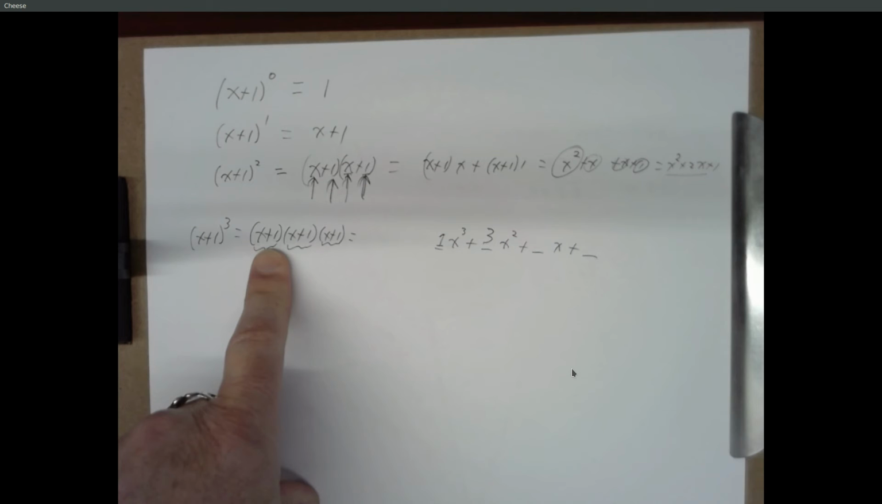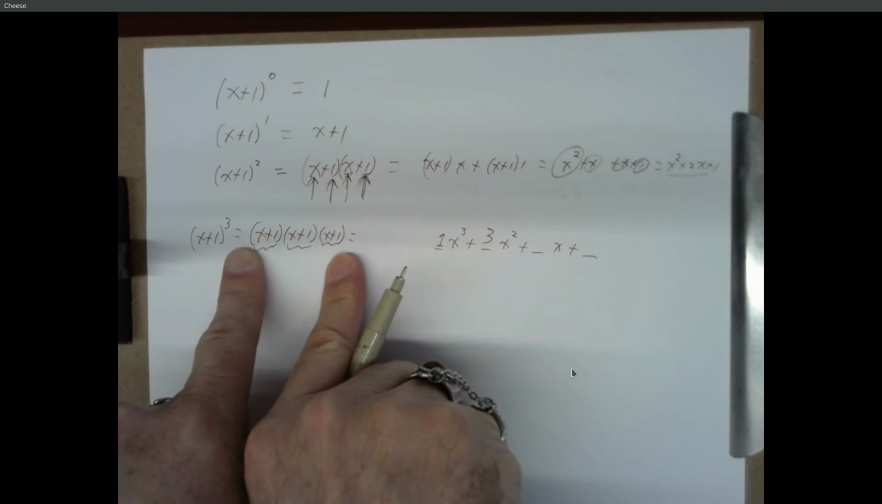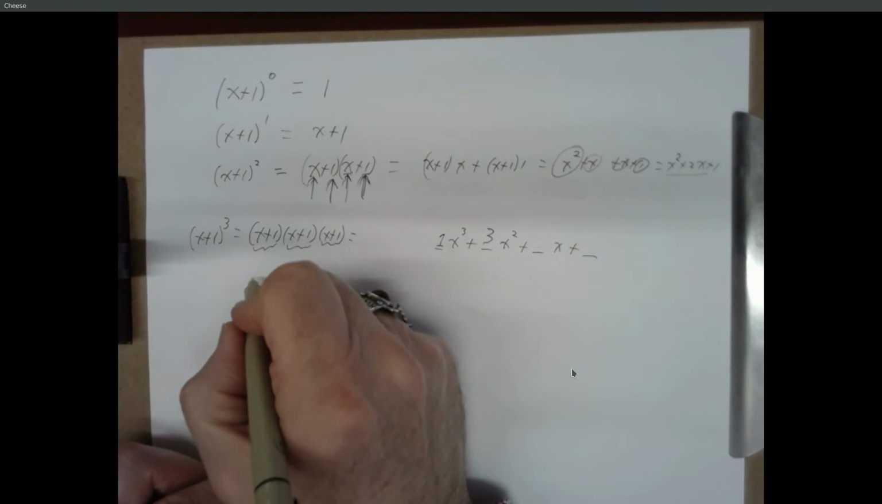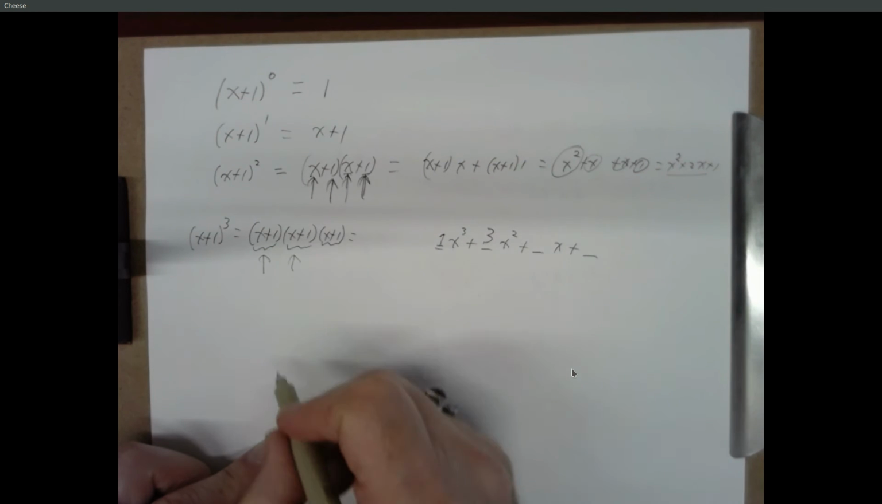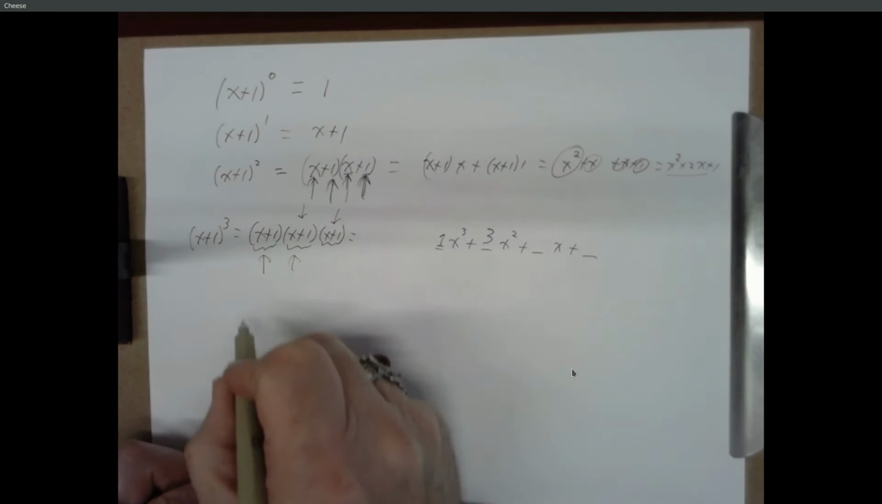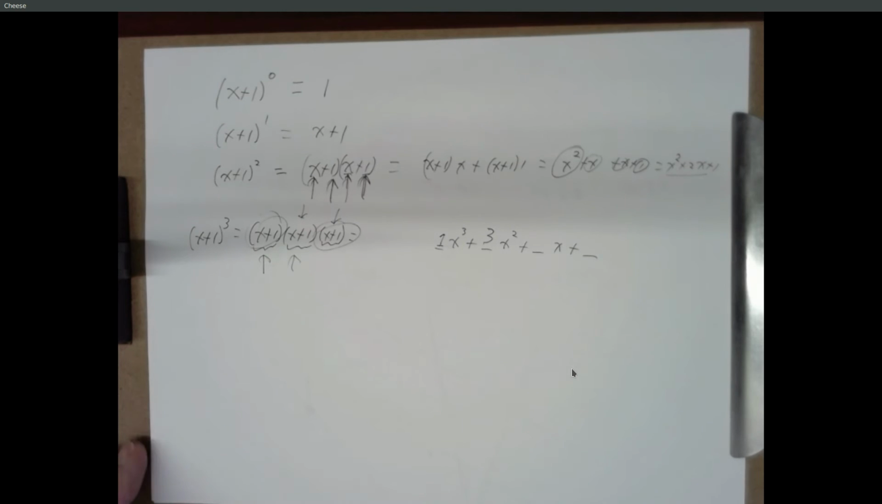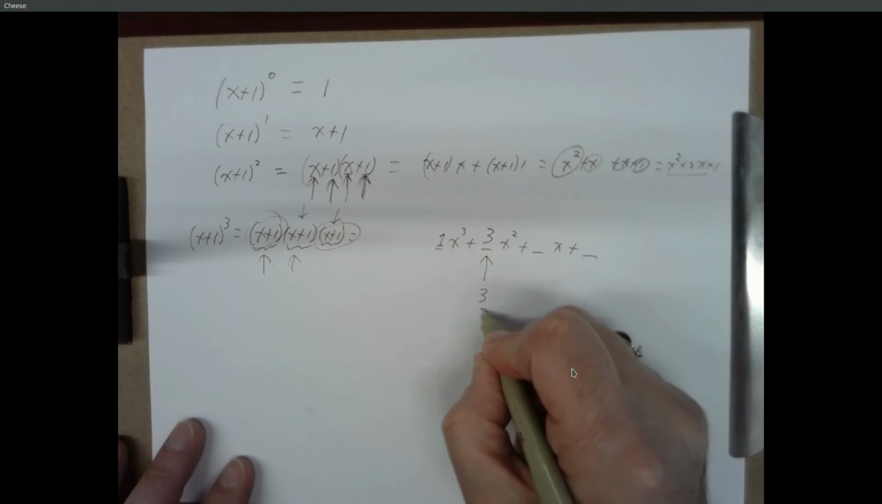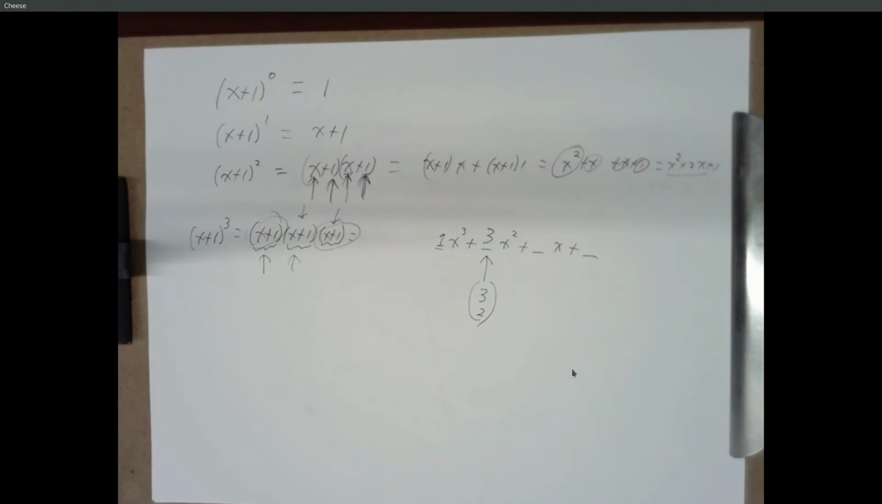But what I actually did was count how many ways I can choose 2 x's from this set of 3 monomials. I said, well, I could use this and this, or this and this, or this and this. So this term here is really the number of ways that I can choose 2 things out of 3.